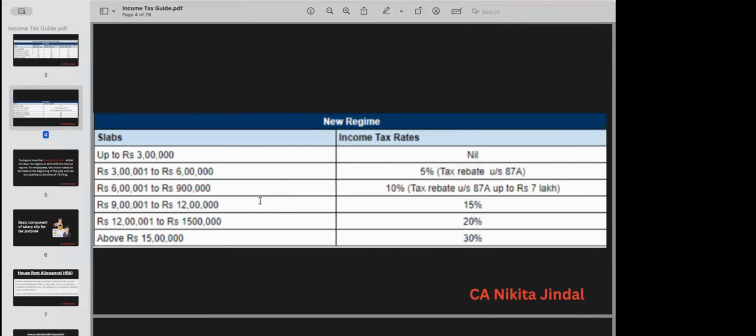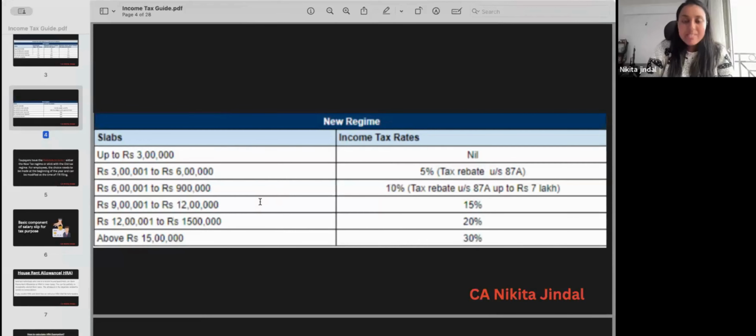Is variable salary also included while computing taxes? Yes. Your fixed and variable pay are both included while calculating taxes, including bonus components and all. So everything is included. When we calculate taxes, we calculate on the total of whatever you are receiving, including fixed and variable.